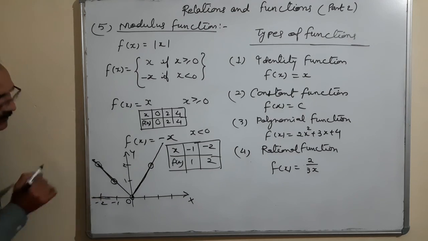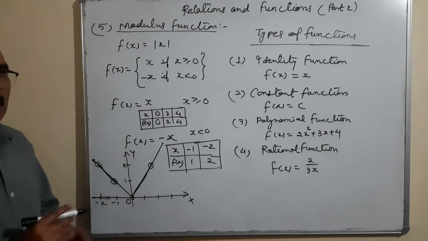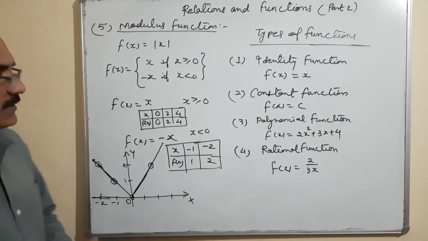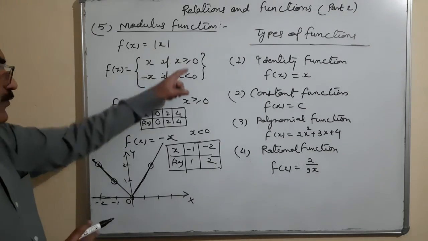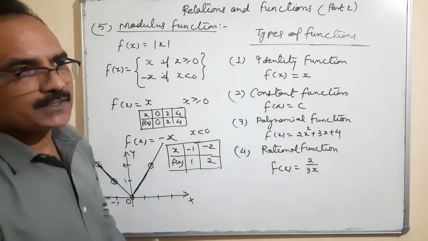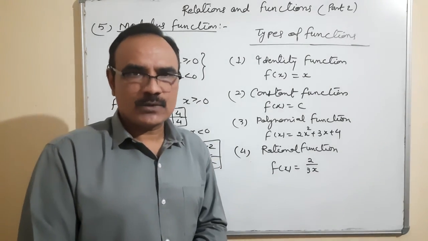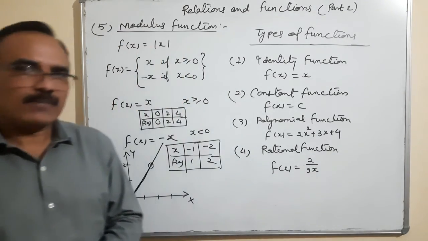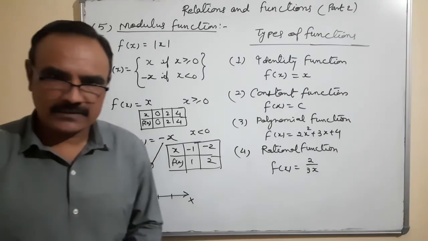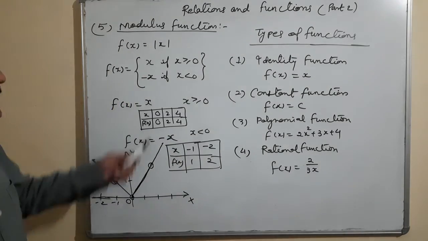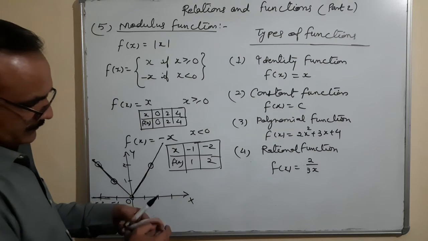So what is it? This is the graph of the modulus function. Remember it forever; this is the definition: f(x) = |x|, f(x) = x if x is greater than or equal to 0, and f(x) = -x if x is less than 0. What is it? It is the modulus function.